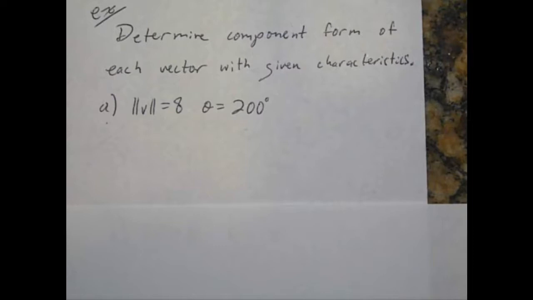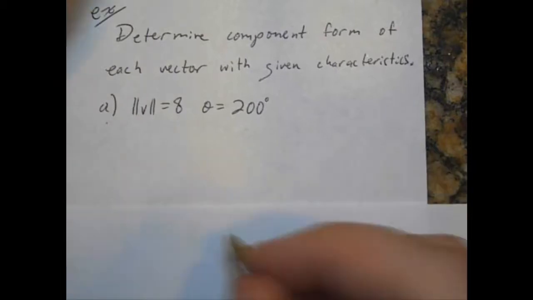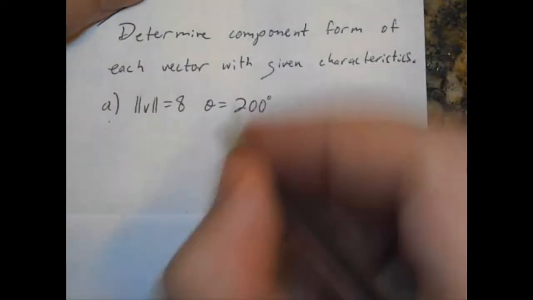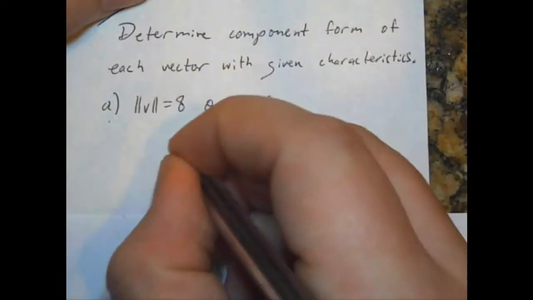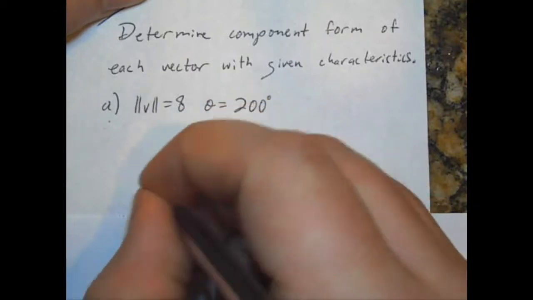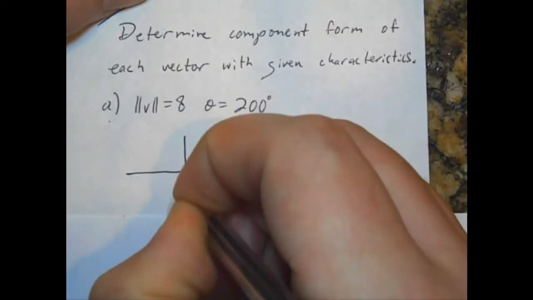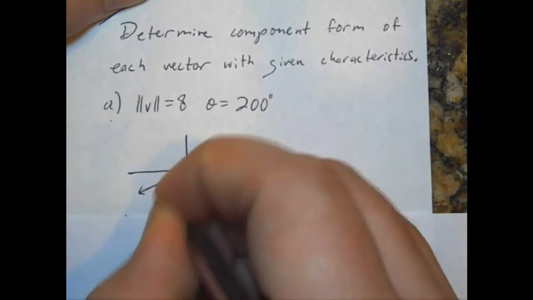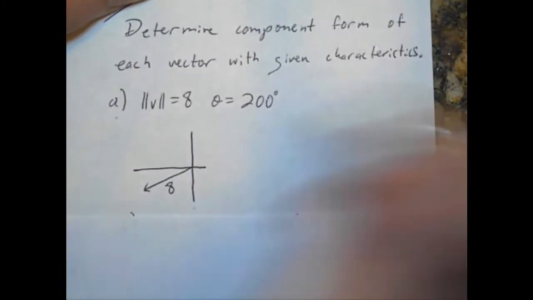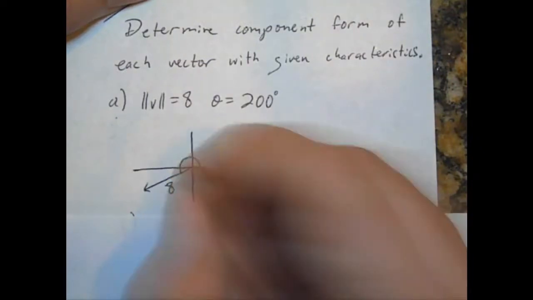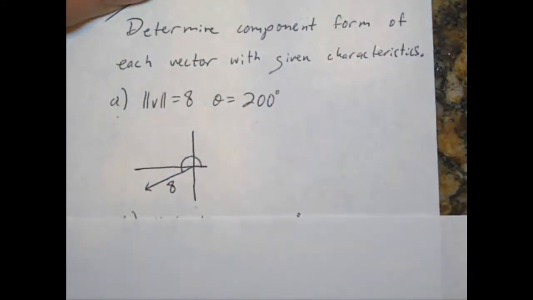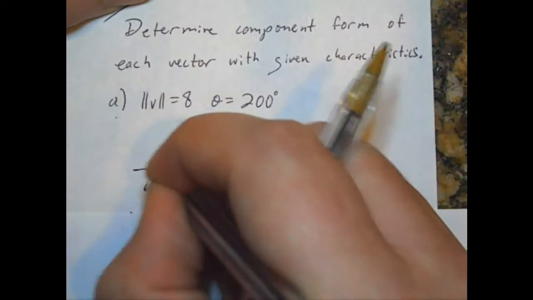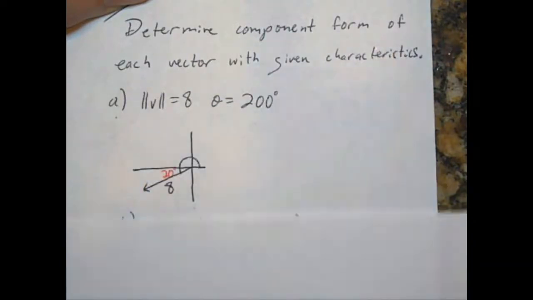Determine component form of each vector with the given characteristics. So notice, I am given the magnitude and the direction angle. So if I have a direction angle of 200 degrees, I know, because I know my unit circle, that that would put me in the third quadrant by just a little bit. So my vector's there with magnitude of 8, and I know that that is 200 degrees right there. So since that's 200 degrees, that must be 20 degrees right there.